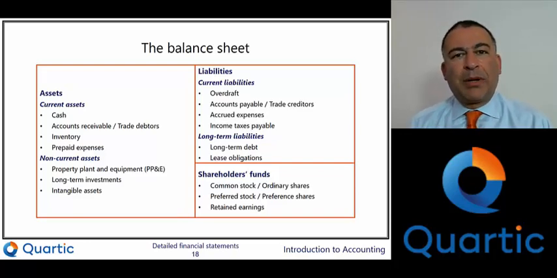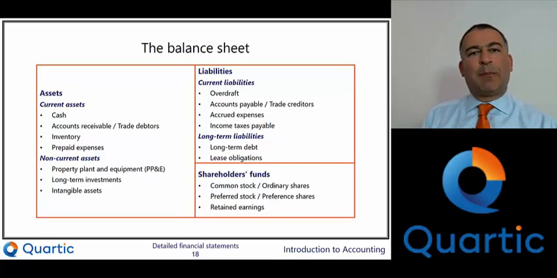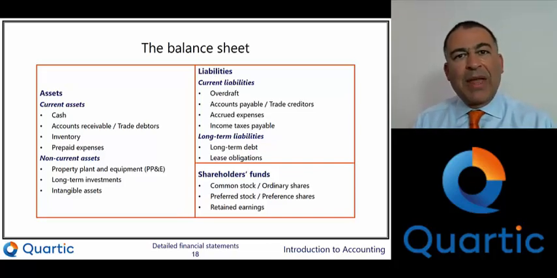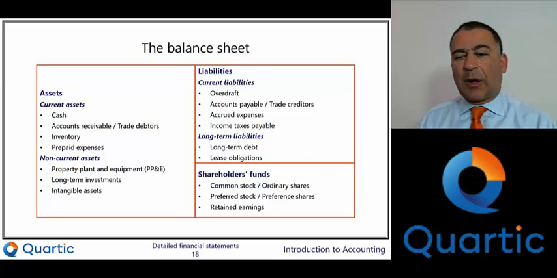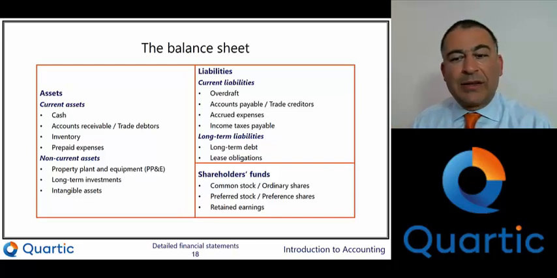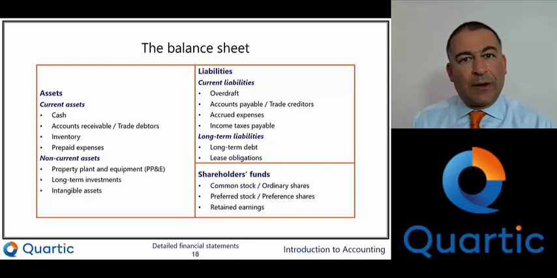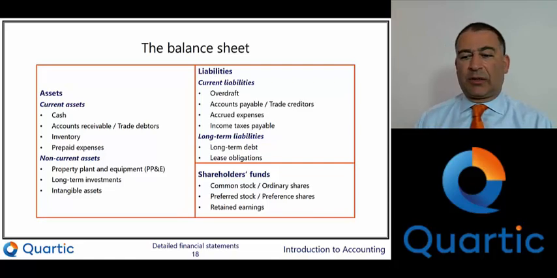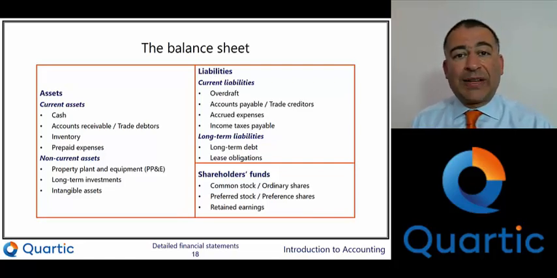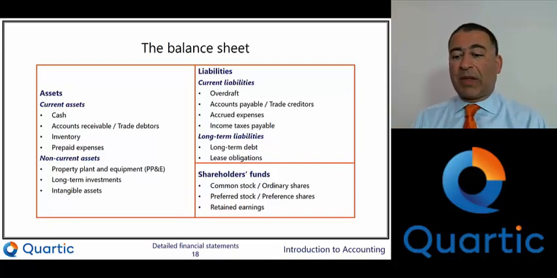So property, plant, and equipment. These are assets that the company owns, and although they may buy and sell them, that's not the trade of the business. So a company may well buy a property, may buy a machine, may buy a computer that it's going to use for 4 years. That's not inventory. That's a non-current asset called property, plant, and equipment. Another term for that is tangible fixed assets. You may have come across tangible fixed assets.